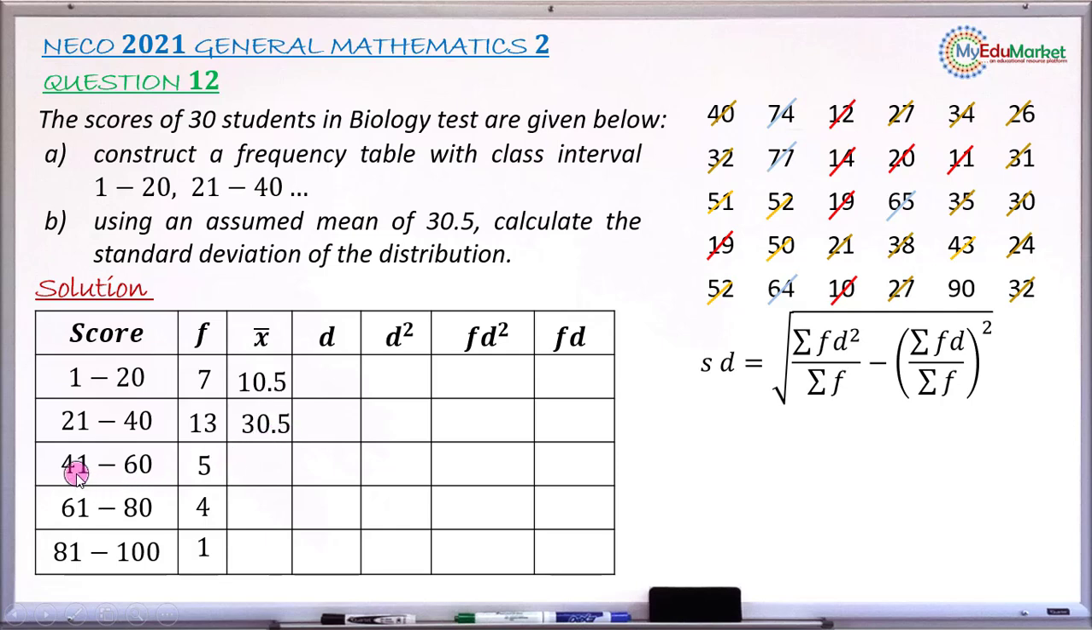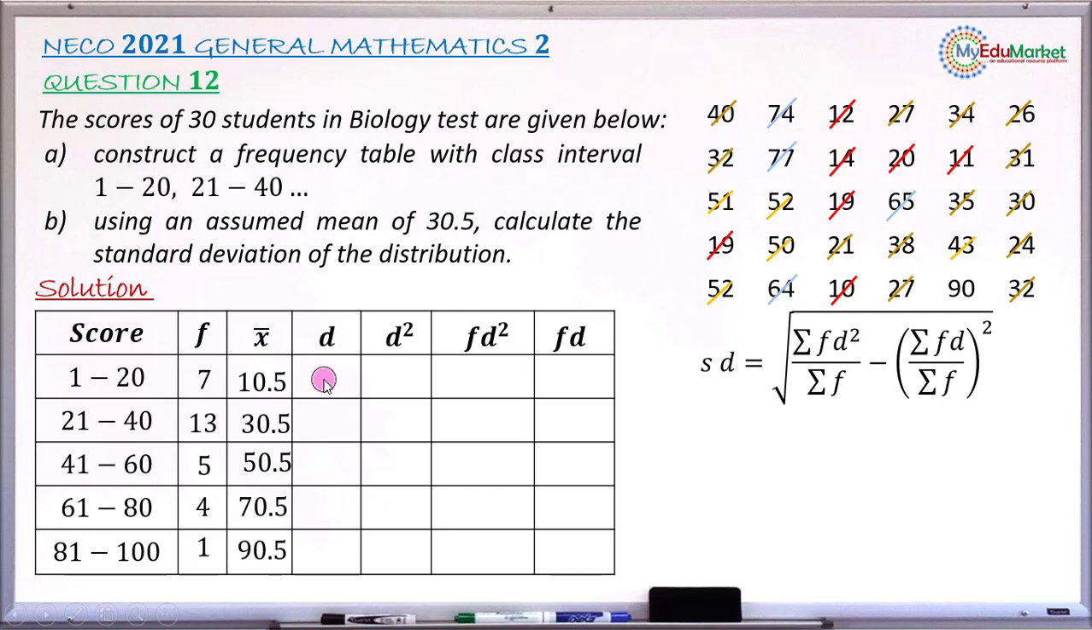Next class mid value, 41 plus 60, 101 divided by 2 is 50.5. Next is 61 plus 80, divide the result by 2, you now have 70.5. Next 81 plus 100 divided by 2, that gives the answer 90.5. These are my class mid values. It is this that I'm going to use to obtain D, that is the deviation.